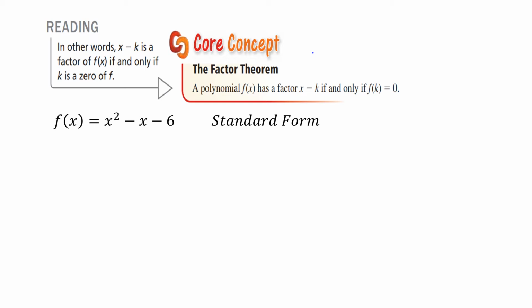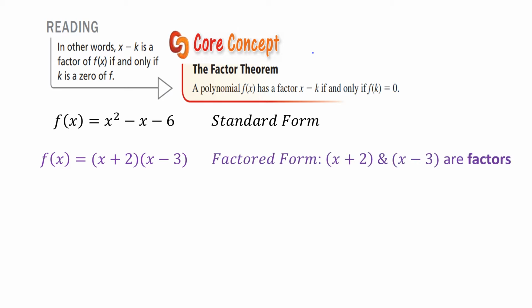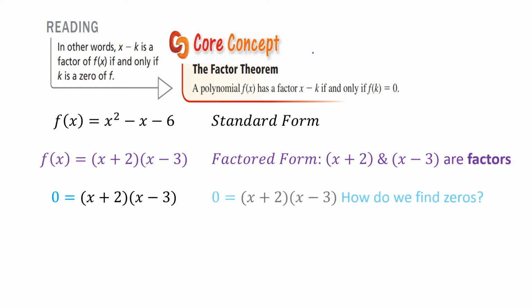A core concept in this section is the factor theorem. A polynomial f of x has a factor x minus k if and only if, when we take the function and plug in k, we come out with a 0. So here's just a relatively simple quadratic written in standard form. If we factor that, then in factored form, we find out that x plus 2 and x minus 3 are factors. Written that way, x plus 2 and x minus 3, those are known as factors. If we were to go just a little bit further, we could say 0 equals that same set of parentheses.